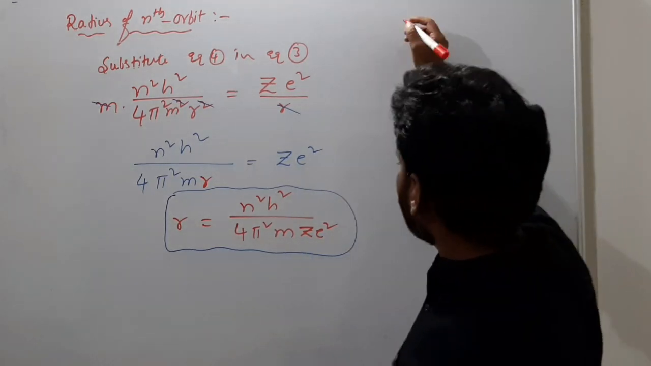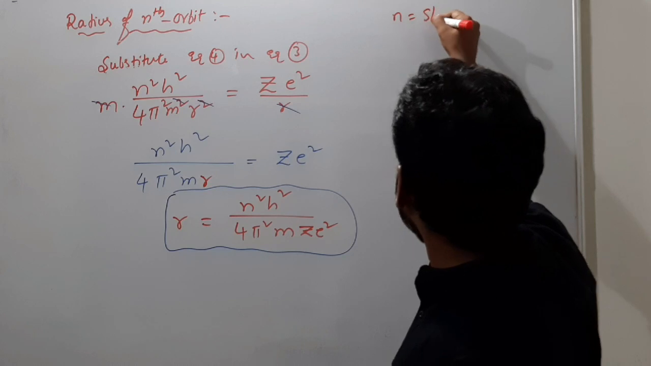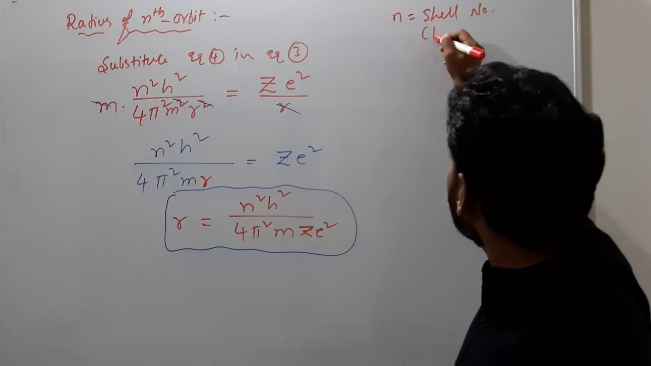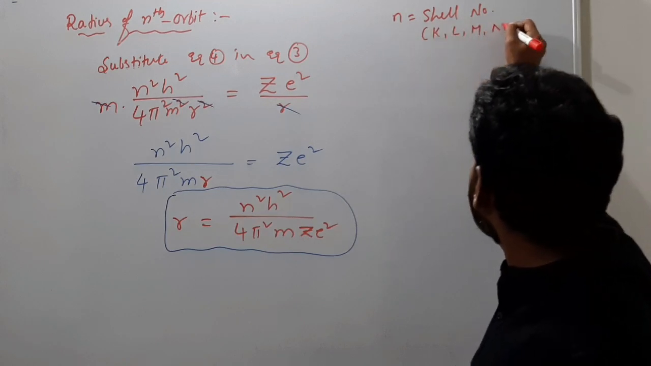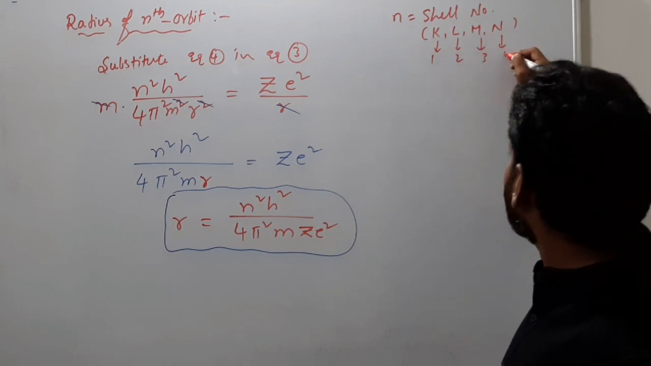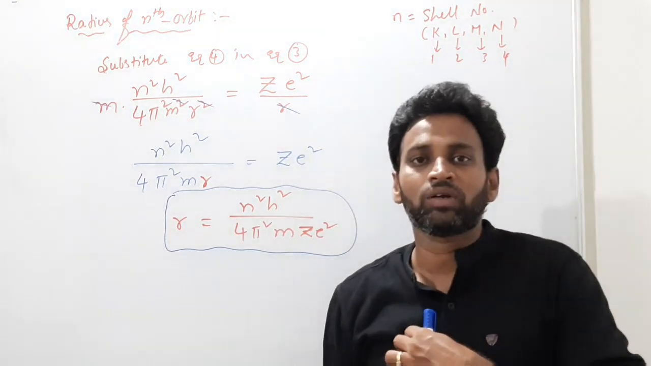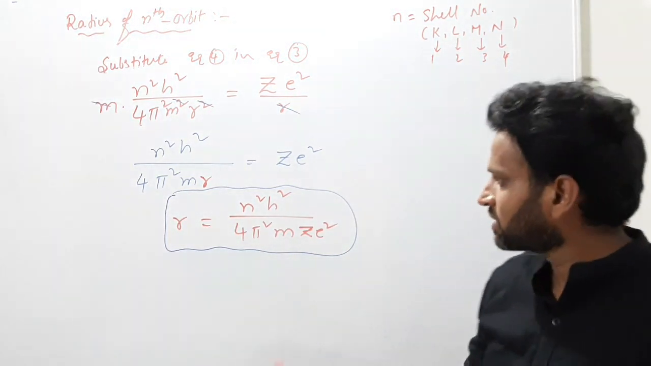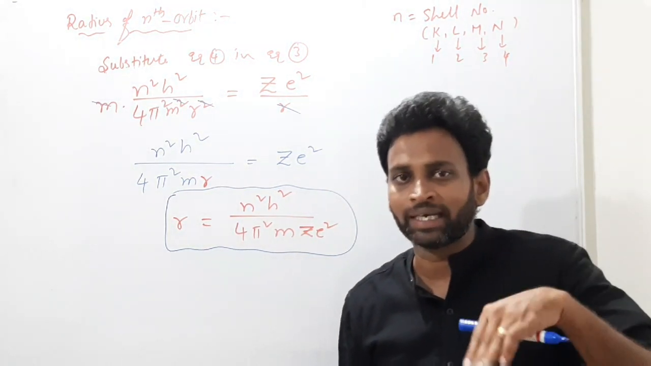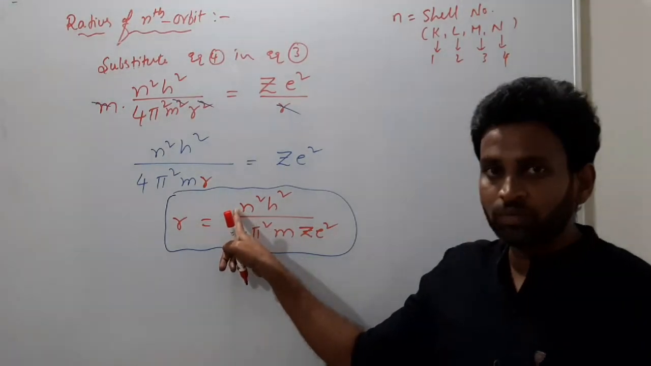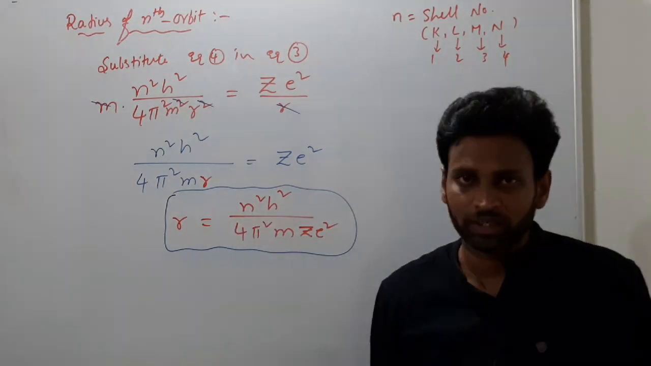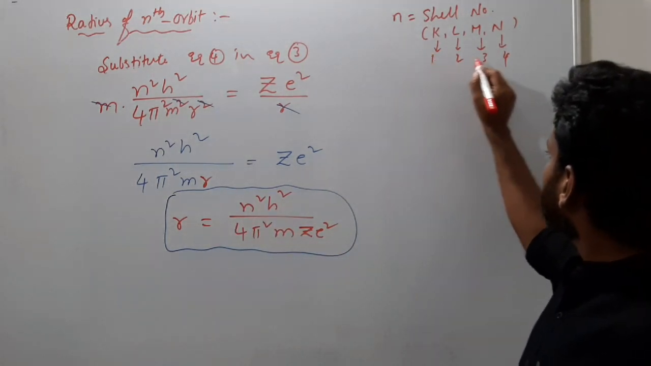One by one I will write here. n is the shell number, which you know already: K, L, M, N like that. In numbers they will say 1, 2, 3, 4. If they ask the radius of an electron present in the K shell, we take n value 1. For the M shell, we take 3. For the L shell, we take 2. So n is the number 1, 2, 3, 4, like that.